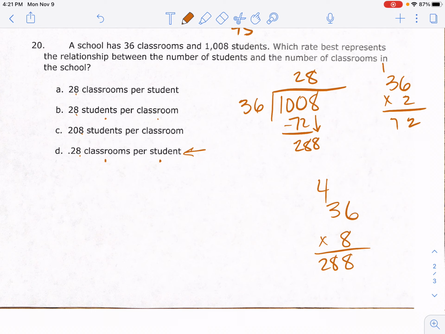So that means 28 students per classroom because I divided the number of students per classroom. Number of students divided by the number of classrooms. That's students per classroom. So my answer is B.